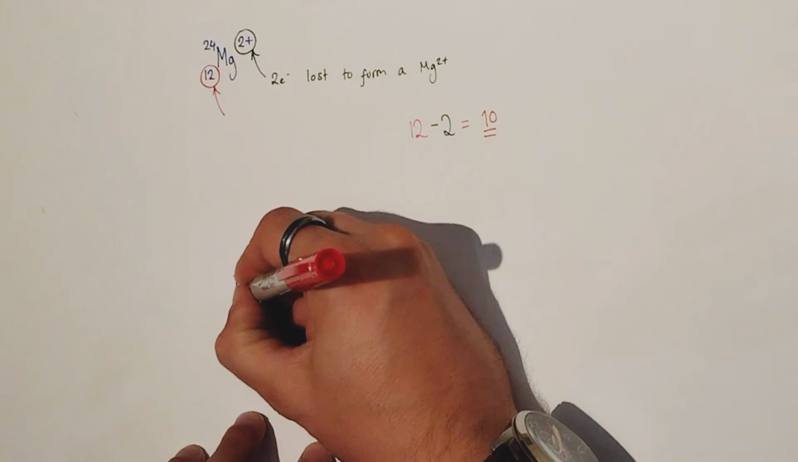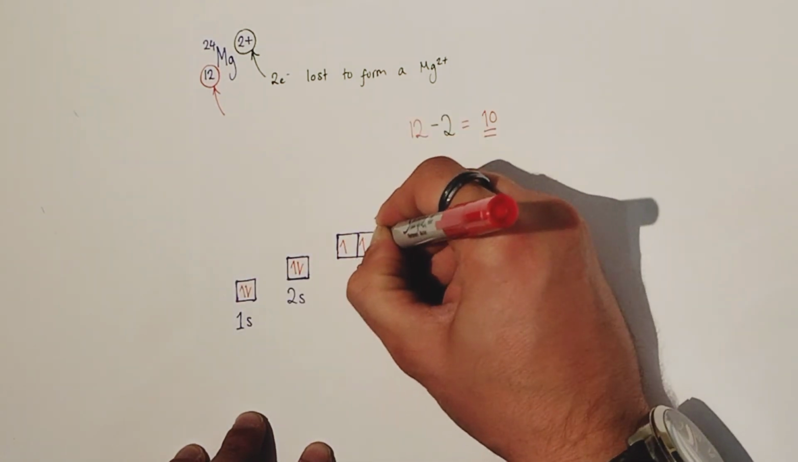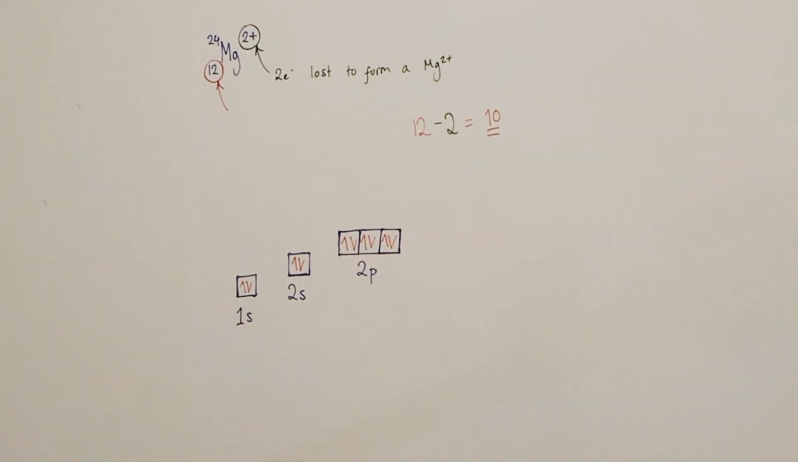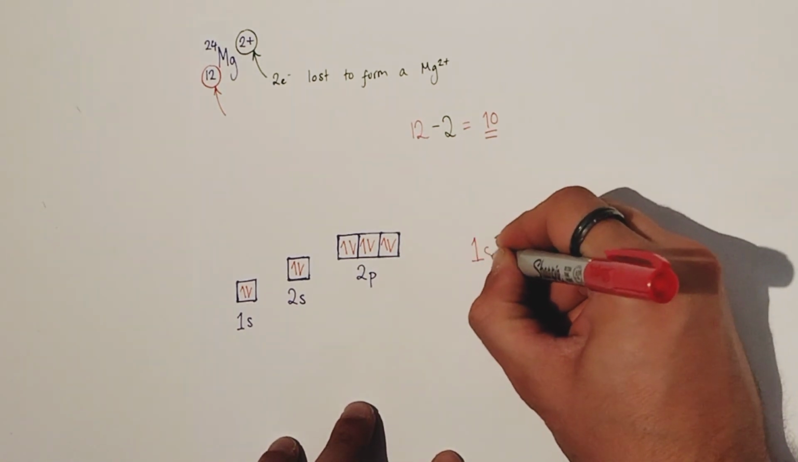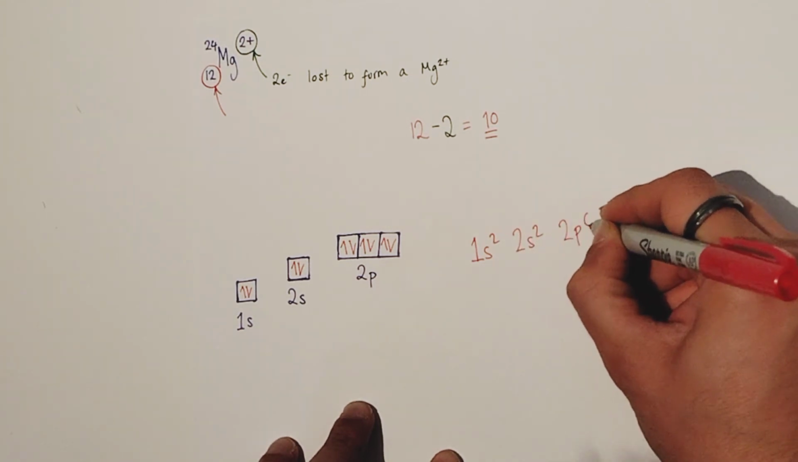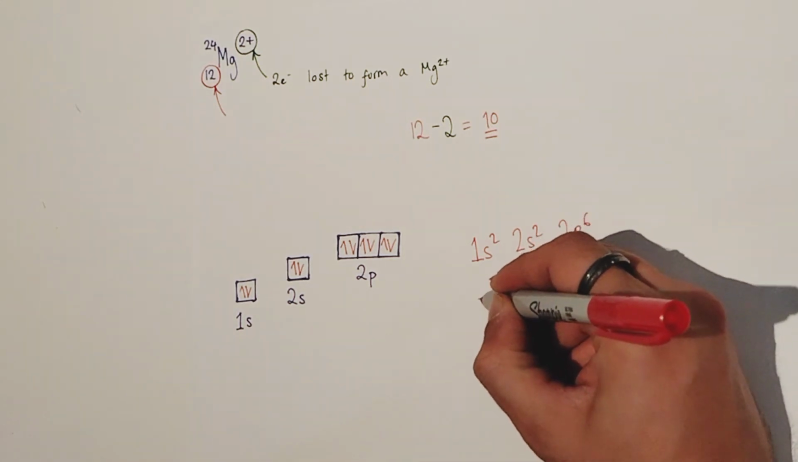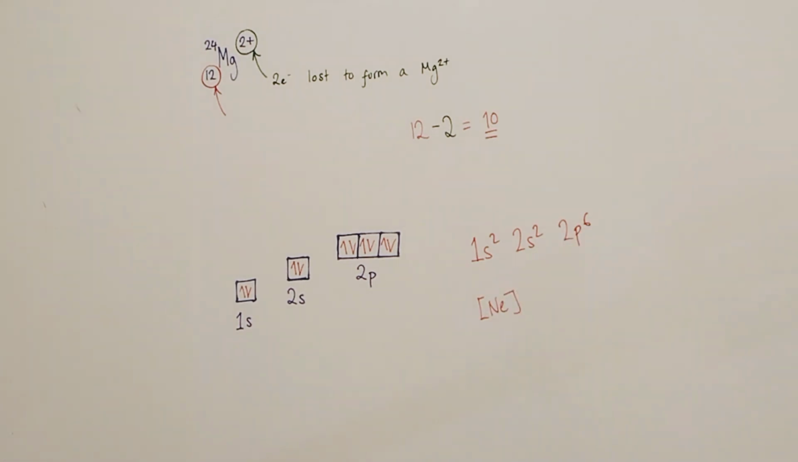So we've got 1, 2, 3, 4, 5, 6, 7, 8, 9, 10 in the magnesium ion rather than the magnesium atom. So writing that out in a more shorthand form, 1s2, 2s2, 2p6. Interestingly, this positive ion has also produced a neon noble gas electron configuration.